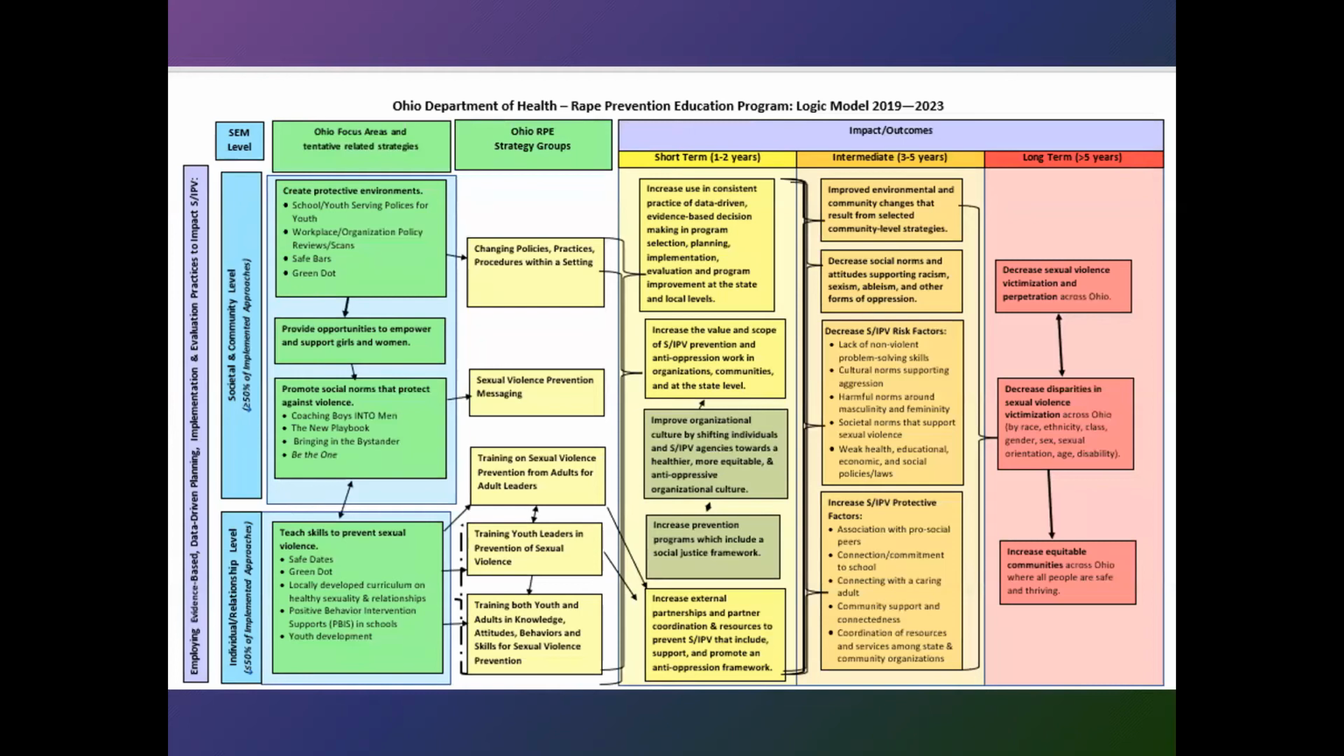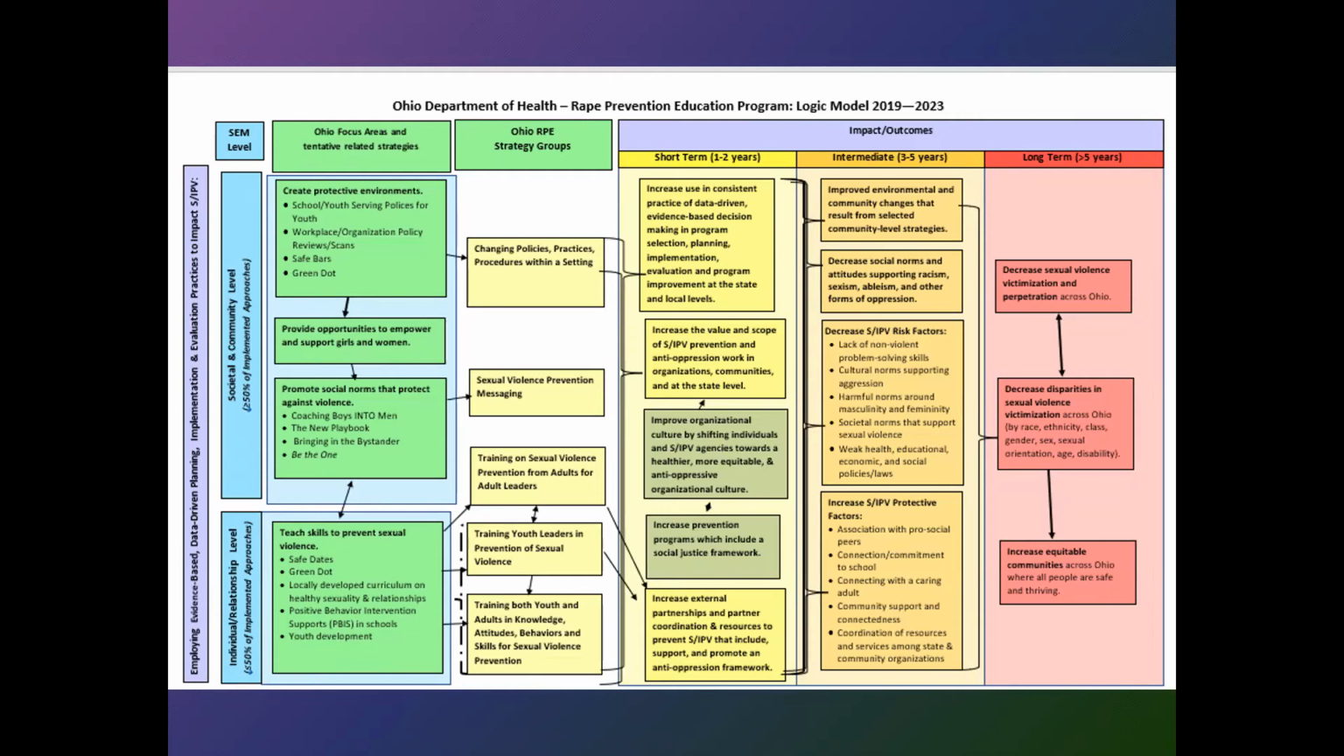This brightly colored graphic is Ohio's RPE logic model for 2019 through 2023 that we submitted to CDC for our most recent funding opportunity. CDC prescribed, through providing a template, how we were to complete this logic model. As you all can see, Ohio's logic model is pretty detailed and still includes all of the components of the national model with more specificity.